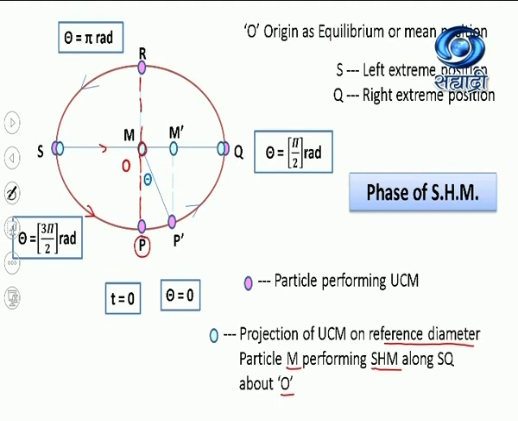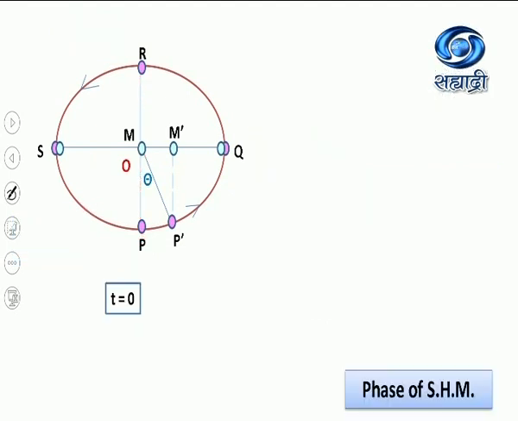So in this way, if the projections of particle P are taken on, say, reference diameter SQ, then those projections will perform SHM about point O as a mean position and S and Q as its extreme positions. So let us conclude now.